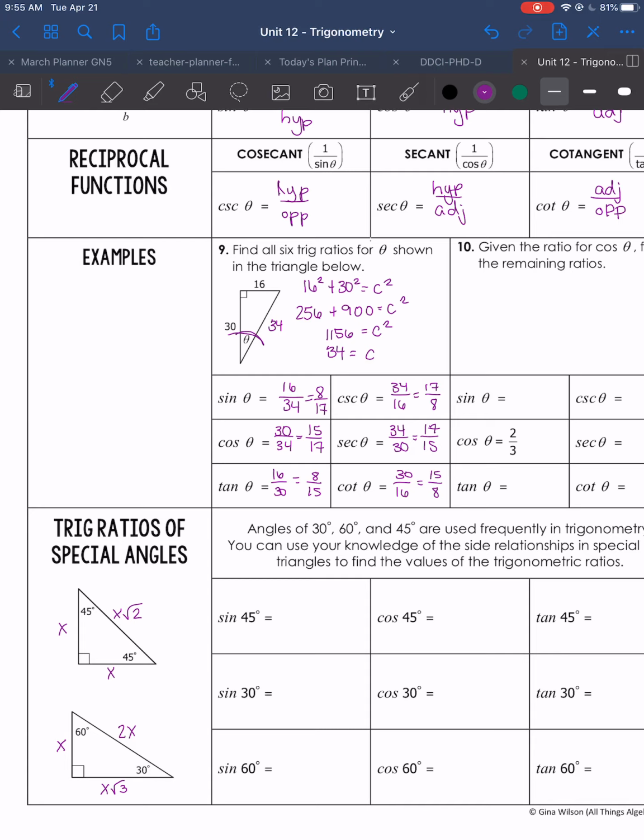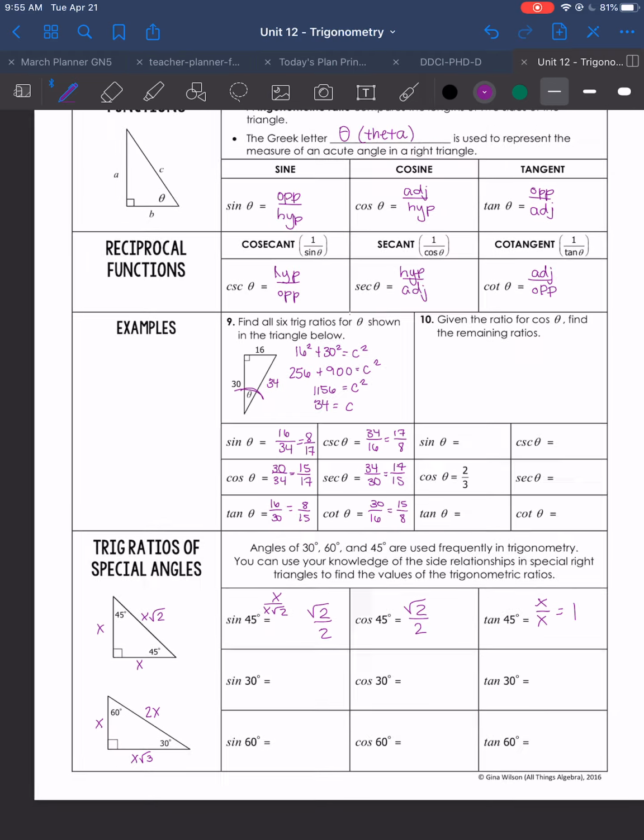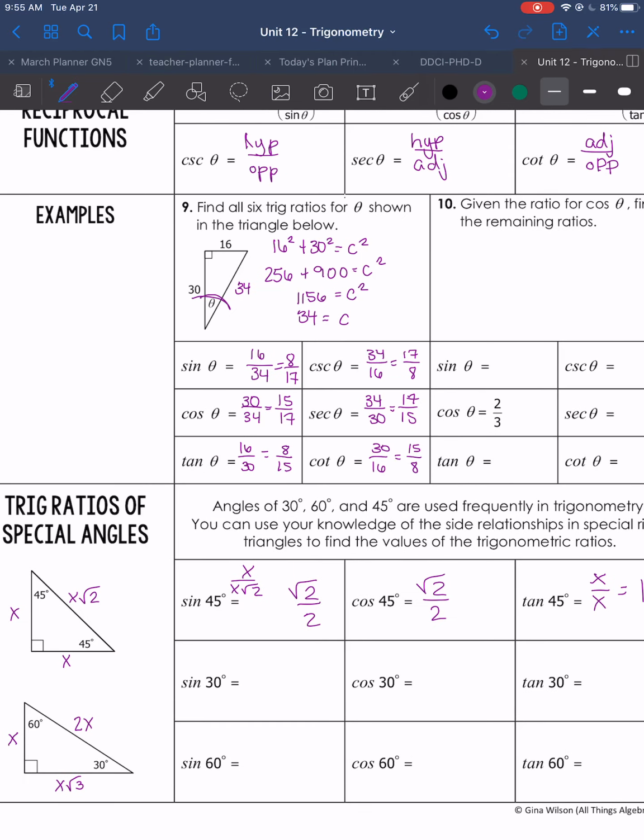So sine of 45 would be x over x square root of 2, because you take opposite over hypotenuse. So then when you simplify it, you get square root of 2 over 2. And then same thing if you did it with cosine, because the sides are the same. And then tangent of 45 would be x over x, which is just 1. I used this triangle to do that with.